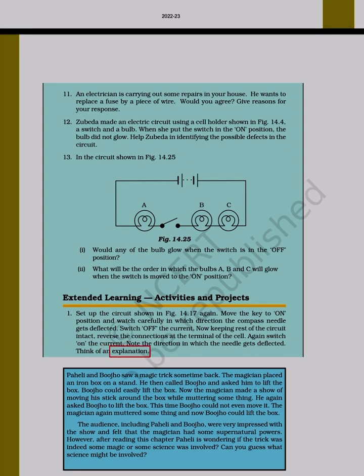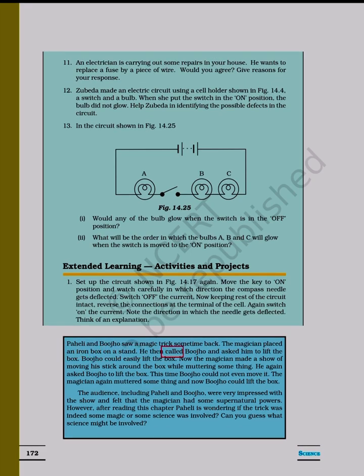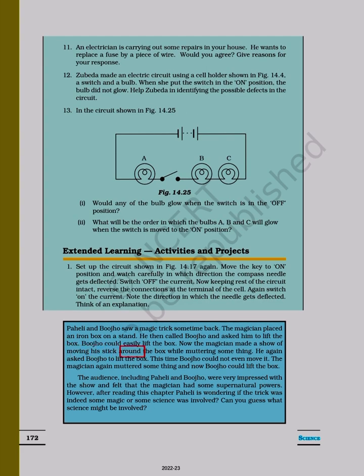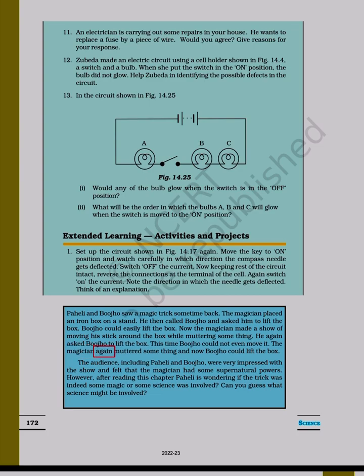Think of an explanation. Paheli and Boojho saw a magic trick some time back. The magician placed an iron box on a stand. He then called Boojho and asked him to lift the box. Boojho could easily lift the box. Now the magician made a show of moving his stick around the box while muttering something. He again asked Boojho to lift the box. This time Boojho could not even move it. The magician again muttered something and now Boojho could lift the box.